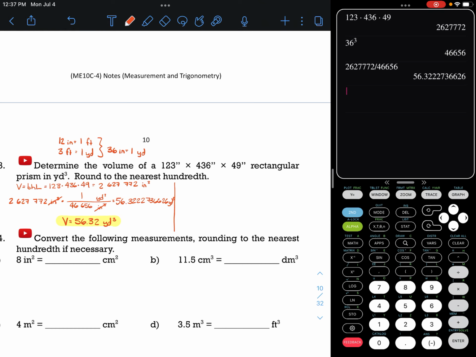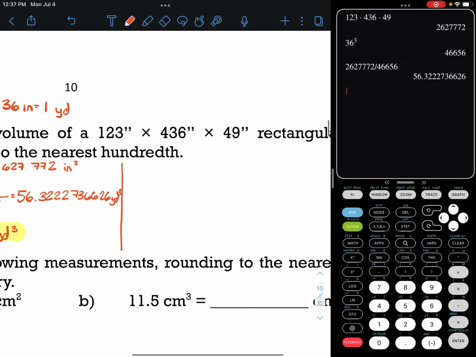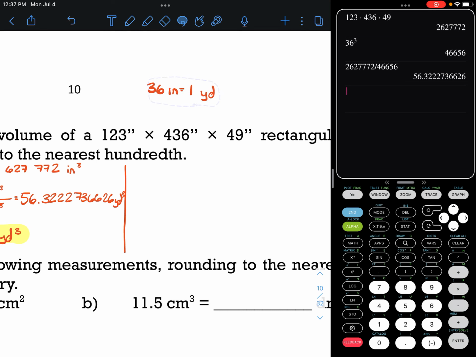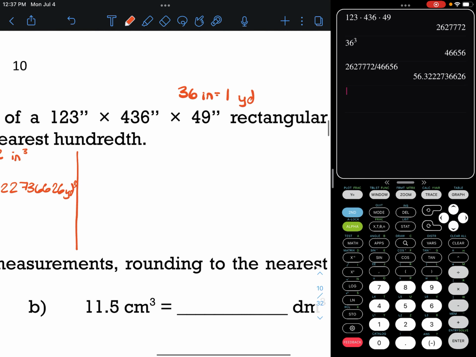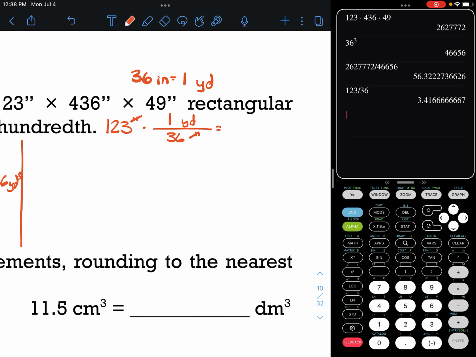But I could also find the new dimensions in yards and then multiply them together to get to my volume. So I'll use the same conversion factor as before. In 1 yard, there are 36 inches. So I'll start with 123 inches. If I want to get rid of inches, I'll put them in the bottom of my fraction, and there's 36 inches in 1 yard. So inches cancel inches. I'll do 123 divided by 36. I'm going to be getting some long decimals here, but I'm not going to round them. I'll just round my final answer, so it's a bit more precise.